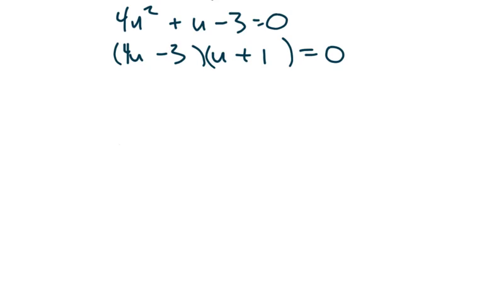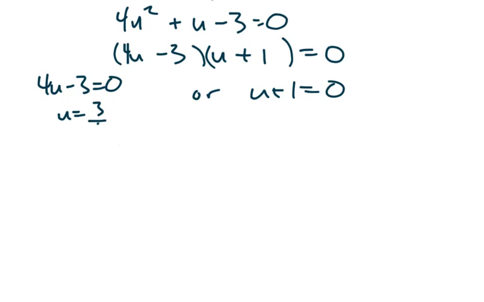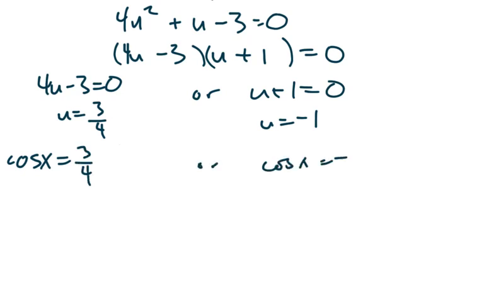And now we use the zero product property to say that if this product is 0, then one of the factors must be 0. And we solve each mini equation for u. We'll get u equals 3/4 or u equals -1. Now on the left side, we turn this back into cosines. Cosine of x equals 3/4 or cosine of x equals -1.